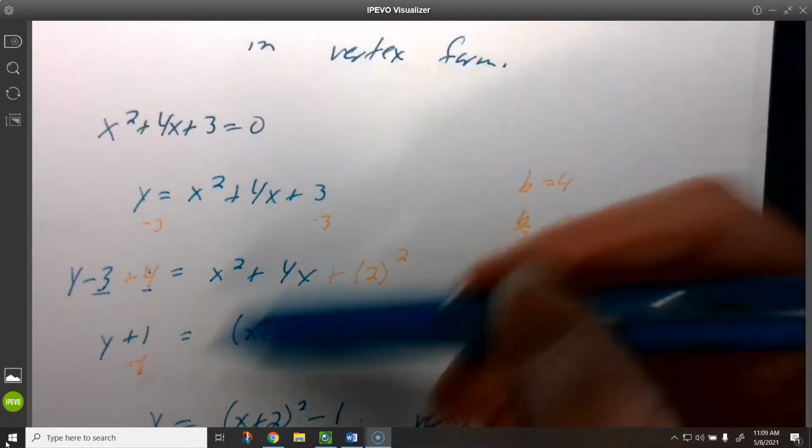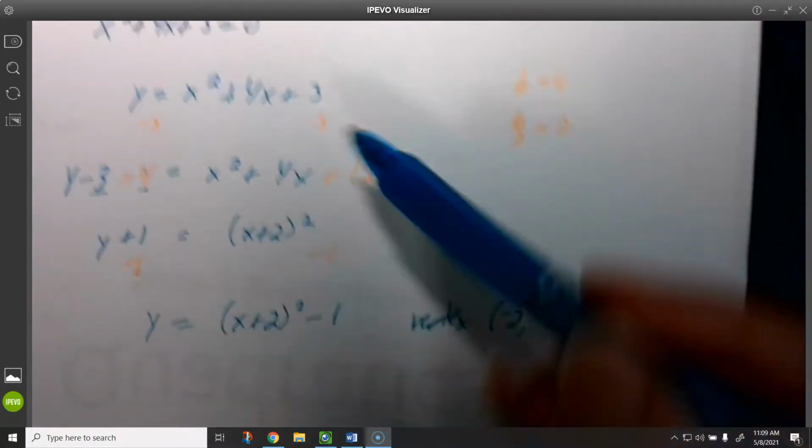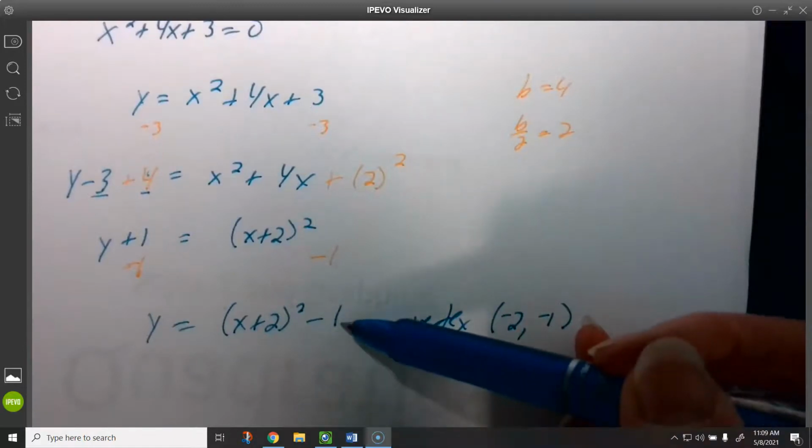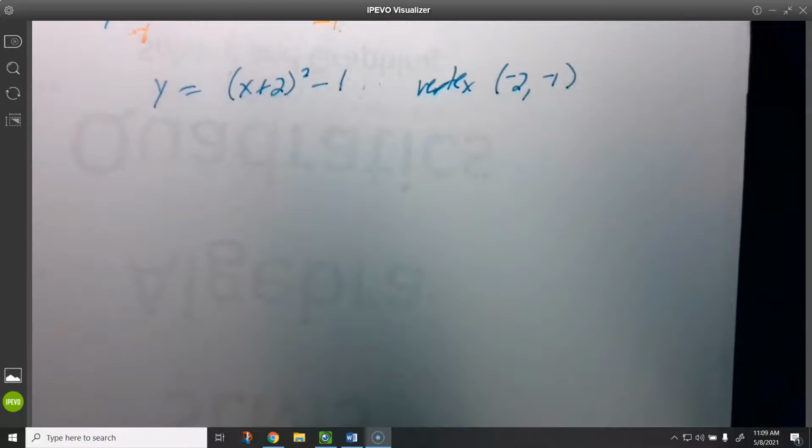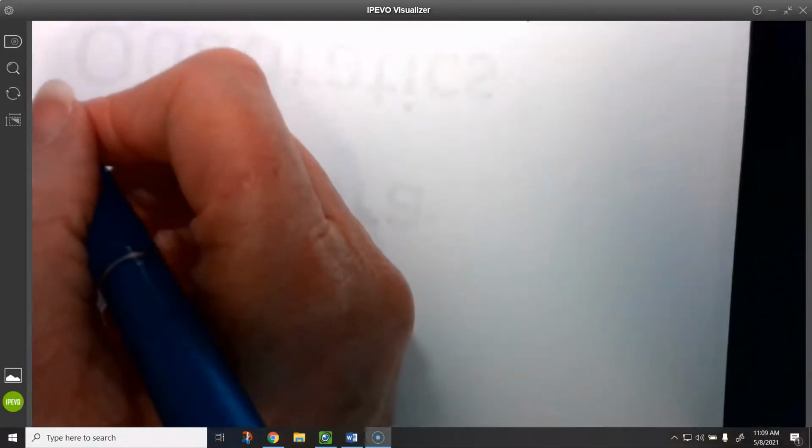That's my vertex, okay? So if I am ever given something in standard form, I can just use -b over 2a to find my x coordinate, plug it in, find my y, or I can complete the square and get it in vertex form, okay? So vertex form might be helpful. Let's do one more, at least for now, and then we'll look at some other ones. We'll try to find some other examples.